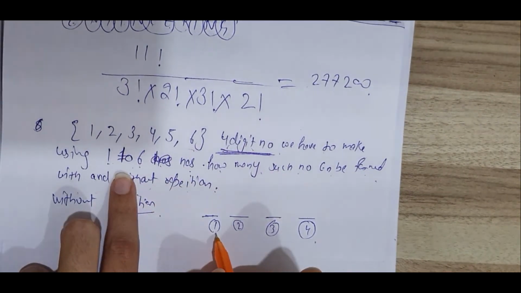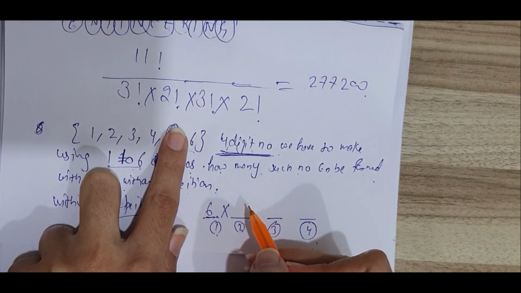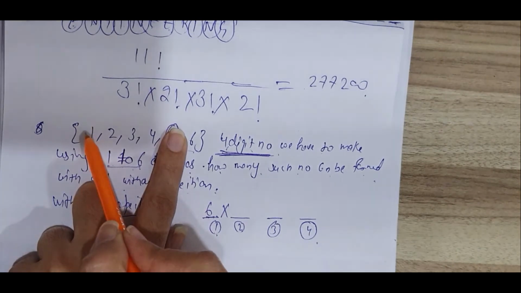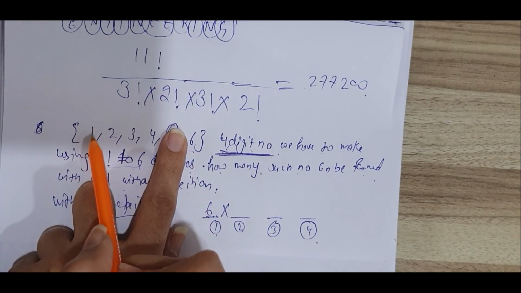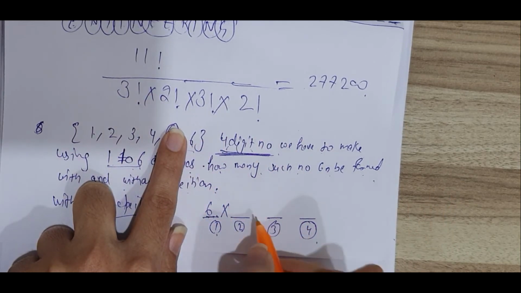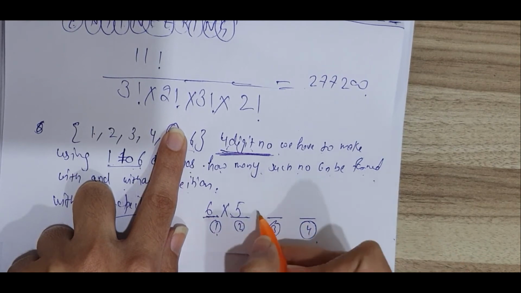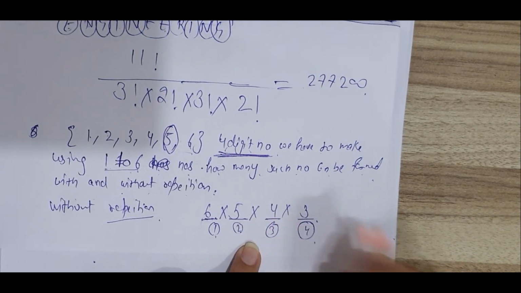Here, on the first place we have 6 options. 6 into, suppose we use this 5, it means that we are left with only 5 options: 1, 2, 3, 4, 5. We are only left with 5 options, so we have to choose from these 5 options. It means 5 into 4, 3.